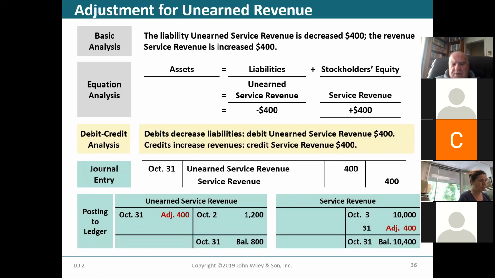Here is the adjustment for unearned revenue. We debit 400 and that brings the balance down to 800, right? When we got the money, we credited the unearned service revenue liability and debited cash. Now we did some of the work so we can reduce the liability with a debit and record the appropriate amount of income on this side, service revenue.